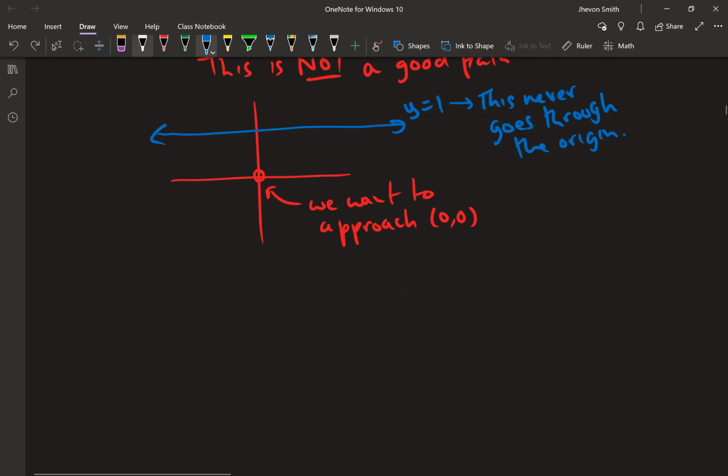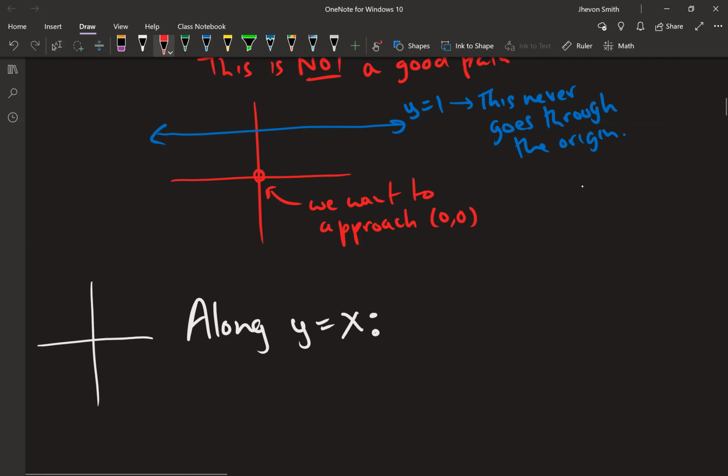So here is another suggestion, and someone else said y equals x. Now someone says y equals x or y equals minus x. Let's go with y equals x, just because it would be simpler to apply. So here, for the second one, I would go along y equals x. Now, this is actually a nice path. One, it goes through the origin, right? So here's where I want to be. And y equals x actually approaches it along this diagonal here at 45 degrees. So it passes through the origin.